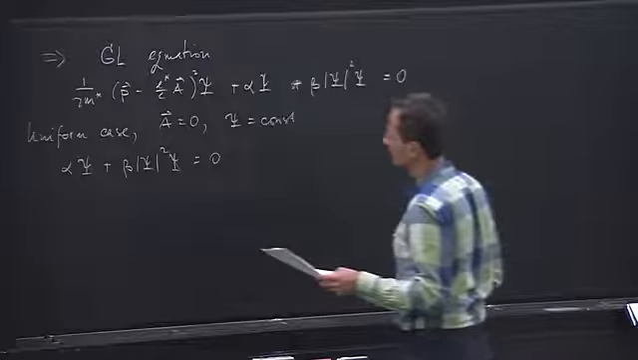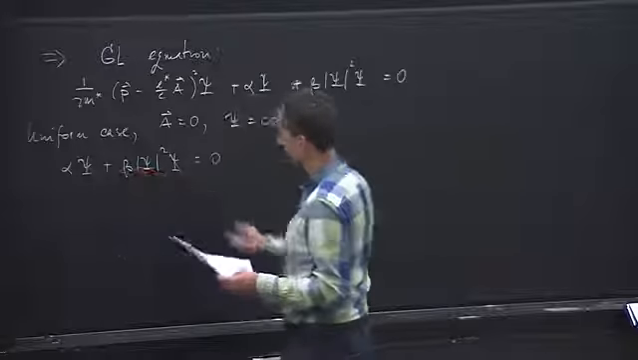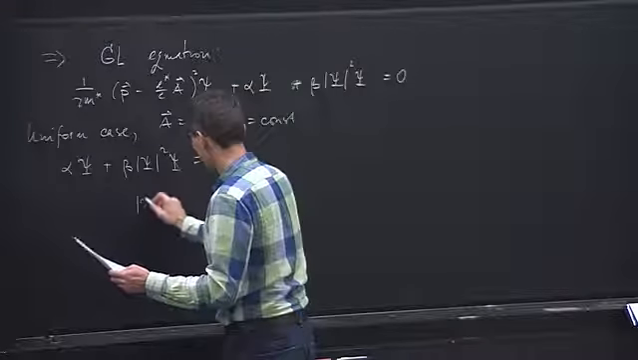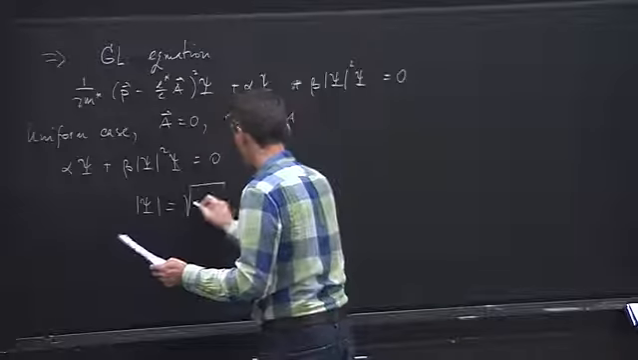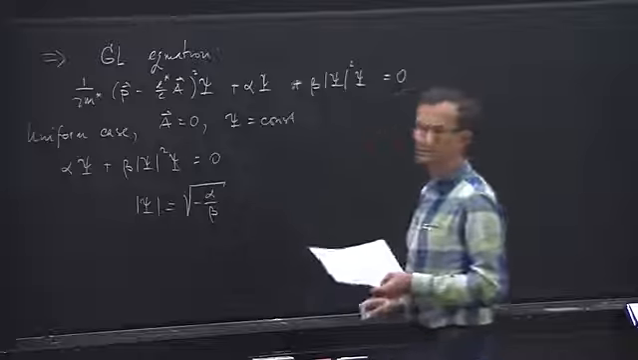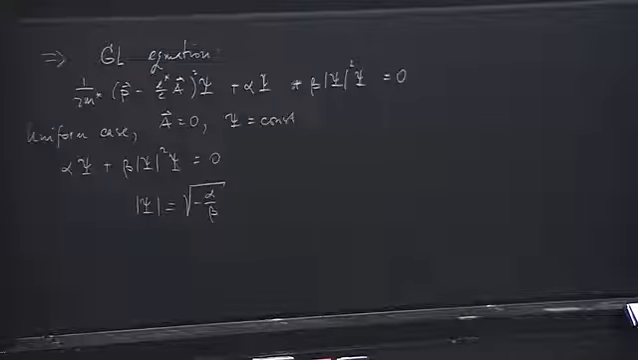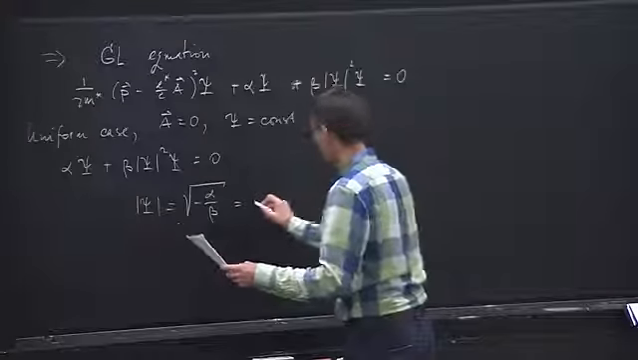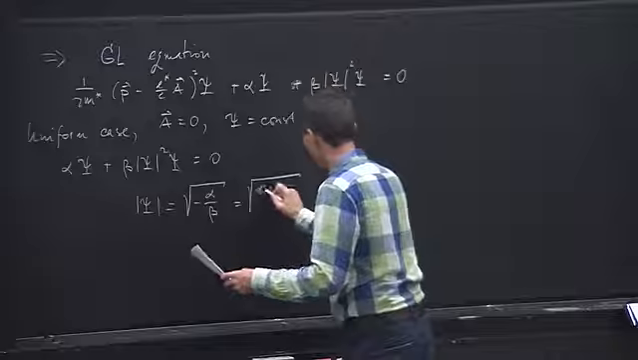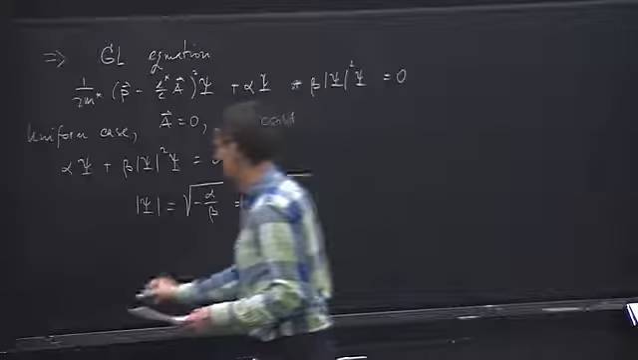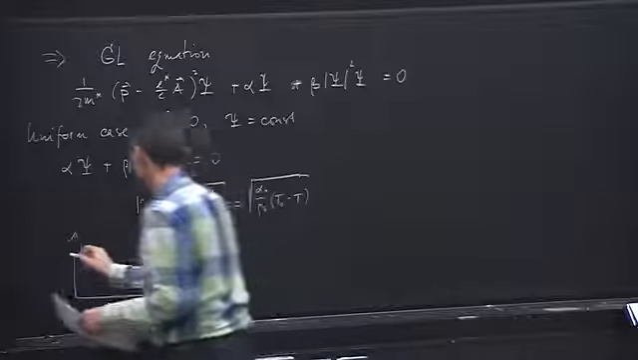But when a non-trivial solution exists, then I can cancel this out and solve for psi squared. And from this, I get that psi is equal to the square root of minus alpha over beta. This looks kind of bad with this minus sign, but notice that this alpha is chosen such that it's actually negative for temperatures less than Tc, and positive for temperatures greater than Tc. So I can substitute that, and I can obtain the square root of alpha naught over beta times Tc minus T.